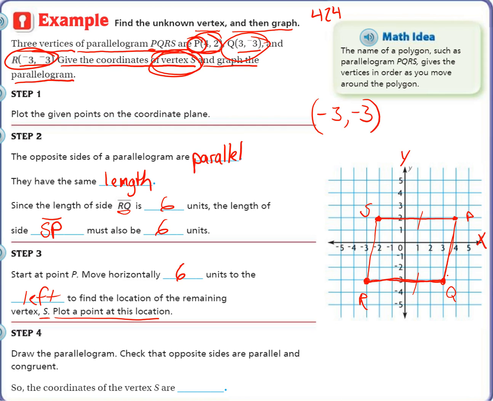I'm doing the best I can to do my straight lines. Check the opposite sides are parallel and congruent. Yes, this side is the same length as this side.